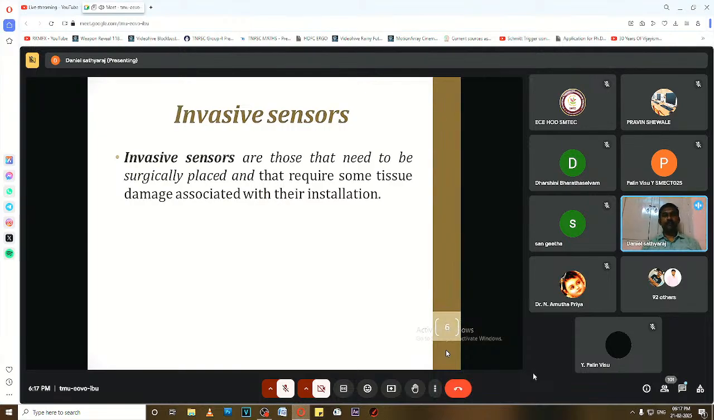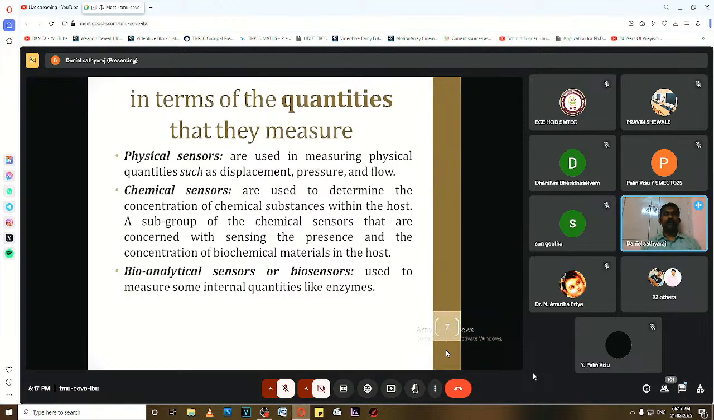The final type of sensors are invasive sensors, which need to be placed inside the body of the biomedical system, whatever we have to measure. There will be some tissue damage with the installation, and only then can we place or fix it permanently inside for measuring. And we can measure various types of quantities.